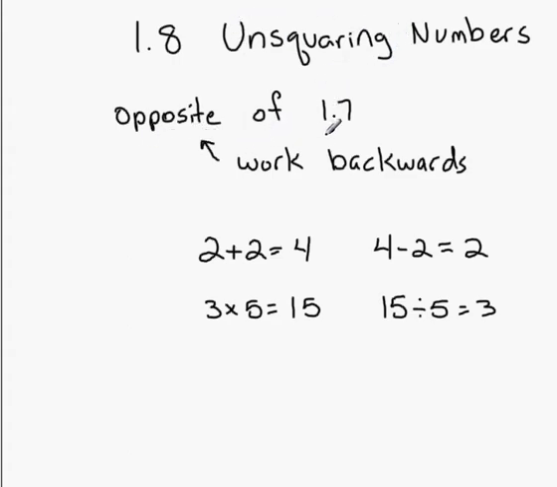The last section we looked at in 1.7 was square numbers. Today we're looking at the opposite of that lesson, and we're going to work backwards. A lot of you already know this: addition, 2 plus 2 equals 4, and subtraction, 4 minus 2 equals 2, are opposites. Multiplication, 3 times 5 equals 15, and division, 15 divided by 5 equals 3, are opposites. What we're going to look at today is squaring and unsquaring as being opposites as well.